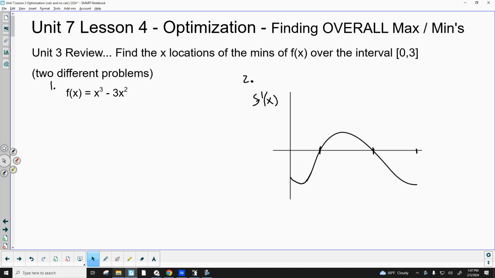Hey, let's travel back in time to Unit 3. Why don't you tell me where this function f of x has a max or a min? We're back in time, we're in Unit 3. Please tell me when that function f of x has a max or min. Unit 3 is a review.